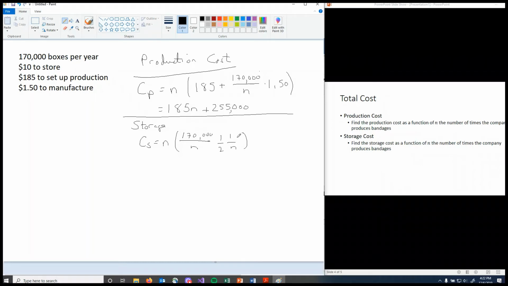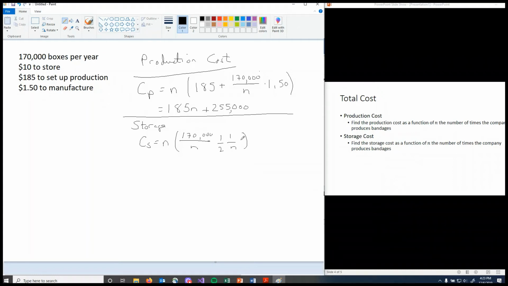So why is that? Imagine we produced all the boxes in one production run, then some of those boxes would be used almost immediately and not spend any time in storage, whereas some of those boxes would spend almost the entire year in storage. And so on average, the boxes would spend half a year in storage. If we did 2 production runs, then on average, the boxes would spend a quarter of a year in storage, and so on. So this is how long the boxes we produced at a particular time last, and then on average, they spend half that time in storage.